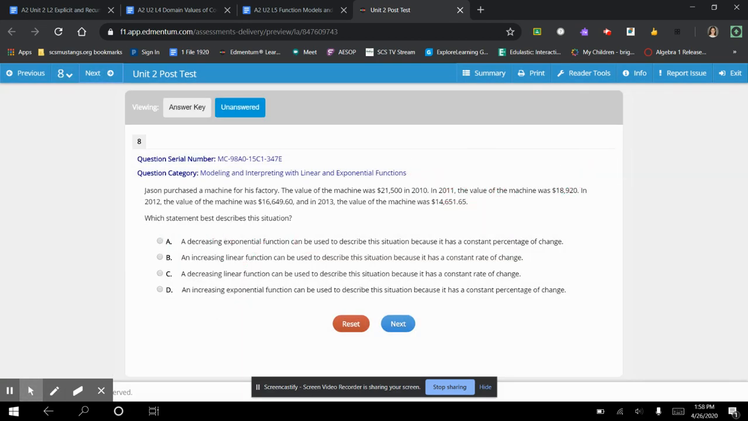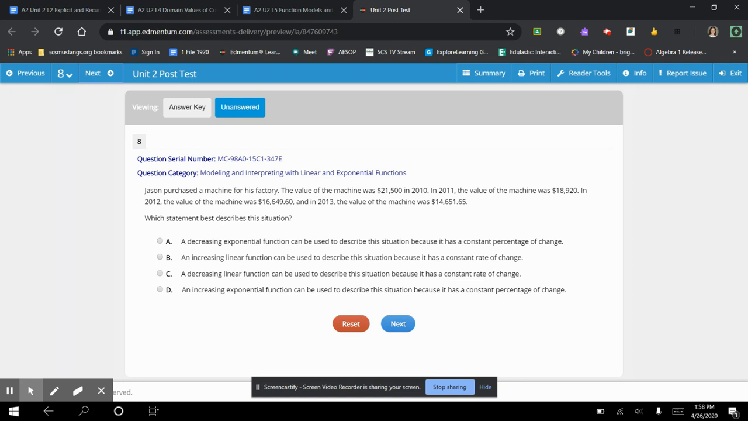Looking at 8, Jason purchased a machine for his factory. The value of the machine was $21,500 in 2010. In 2011, the value of the machine was $18,920. In 2012, the value of the machine was $16,649.60. And in 2013, the value of the machine was $14,651.65. Which statement best describes the situation?